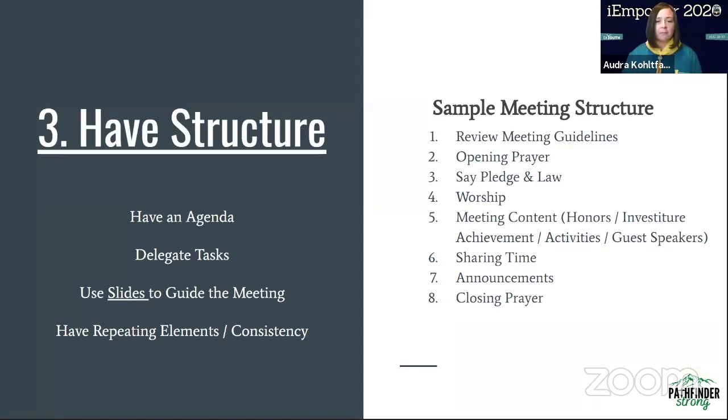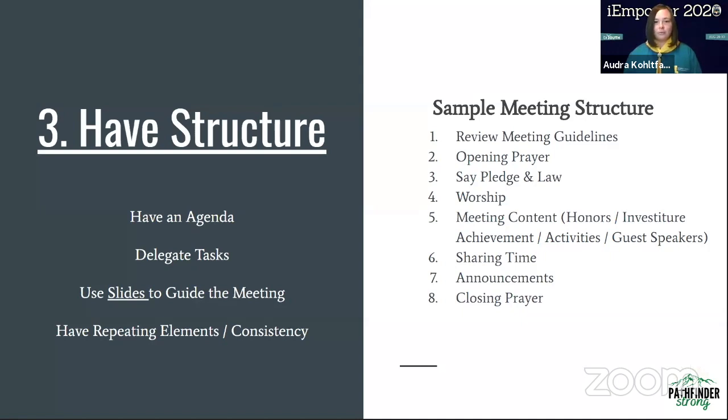So here's an example. This is kind of how I run my virtual meetings. We always start by reviewing the meeting guidelines to make sure that what is expected of the kids each time is clear. We have opening prayer. We say the pledge and law, which is kind of fun. We have all the kids unmute themselves, and on the count of 3, we all just say the pledge and law, which, let me tell you, sounds horrible, and we all usually end up laughing by the end, but it's just kind of a great icebreaker and way to reinforce those things. And then the kids all remute themselves at the end.